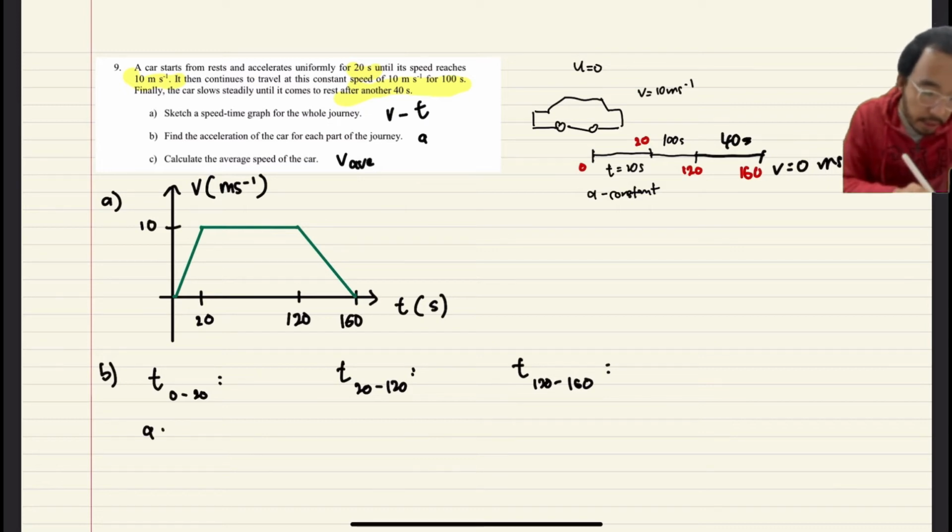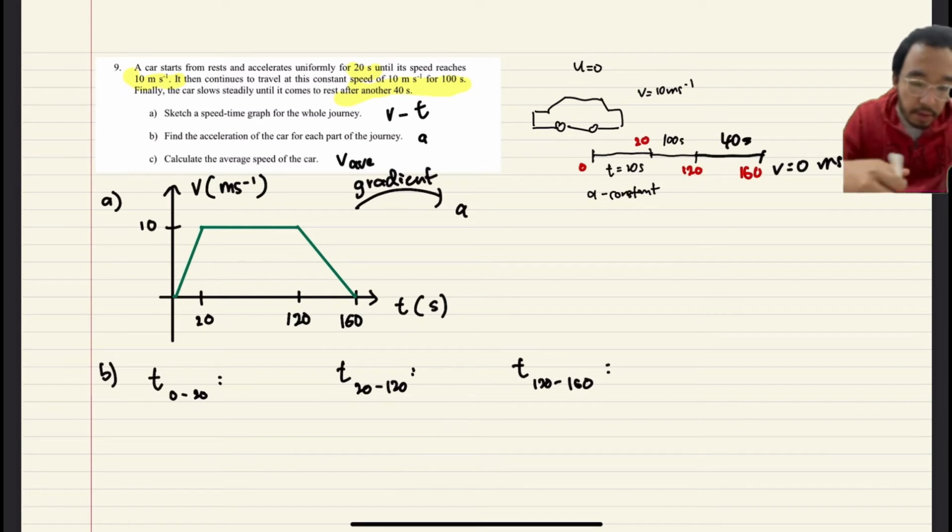So you know that a is basically, okay, if you want to do it, I think it's better because you already have the graph, right? This is a graph of v against t. So if you want to find the acceleration, you can find the gradient of the graph. Calculate the gradient so that you will get the acceleration. Obviously, you can substitute using v equals u plus at as well, so it's up to you.